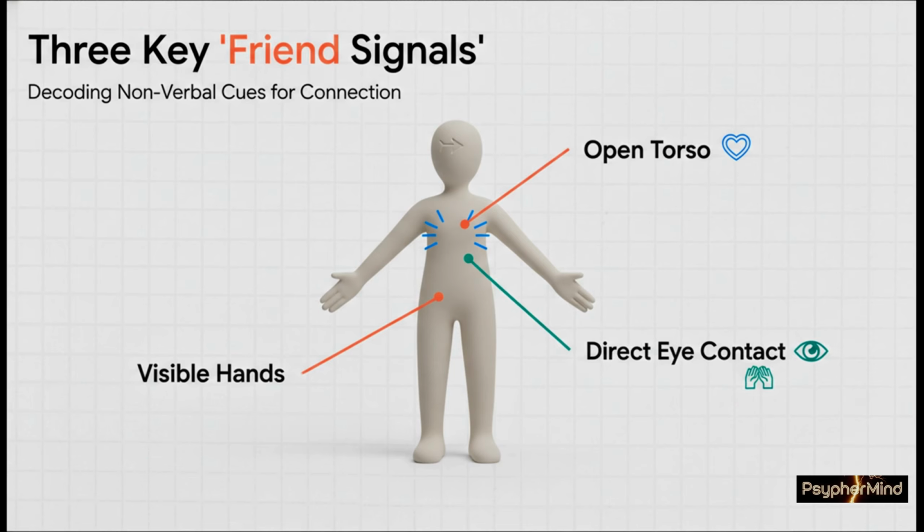Second, visible hands. Our brains are wired to see hidden hands as a potential threat, so keep them out of your pockets. And third, direct eye contact. This signals you're engaged and you're sincere. If you can master these three things, you're broadcasting safety before you even open your mouth.